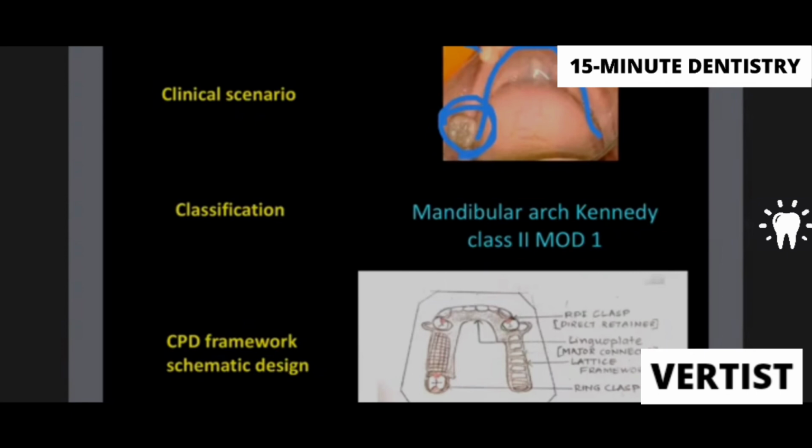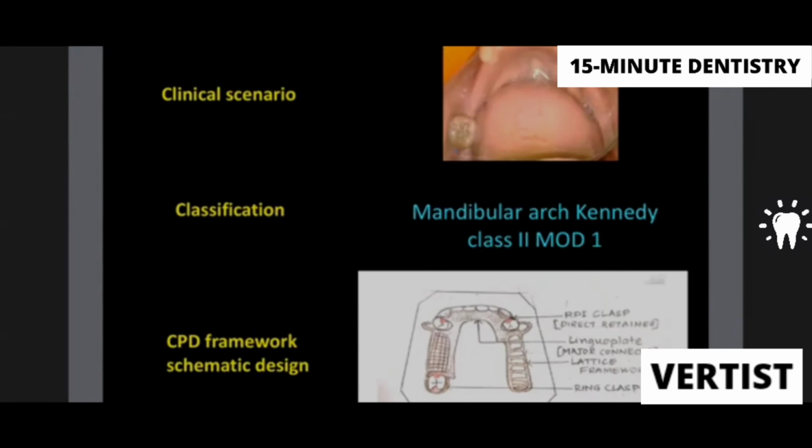Then I have my premolar here. I have my canine, both my premolars here. So I use an RPI here. I use an RPI here. I can use a combination clasp as well. And my indirect retainer is obviously going to be my lingo plate because my lingo plate is going to be covering all the cingulum of my anterior teeth. So that's how I design my extensive class 2 modification 1 situation here.